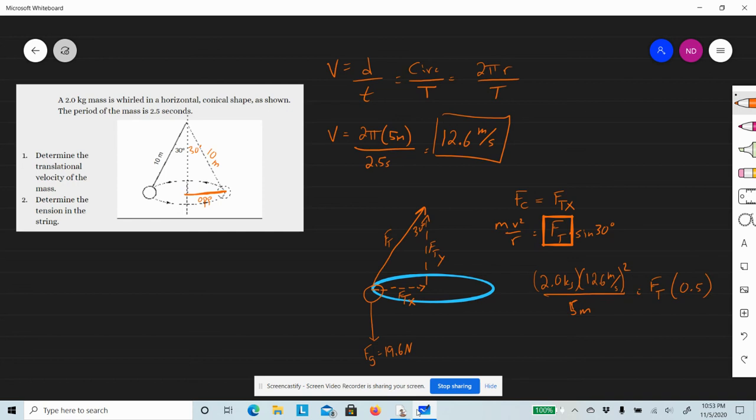You grab your calculator. 2 times 12.6 squared gives you 300 and something, divided by 5 gives you 63, but then you have to divide that by a half, or multiply it by 2, and you get the force of tension to be equal to 127 newtons. All done. Not too bad.